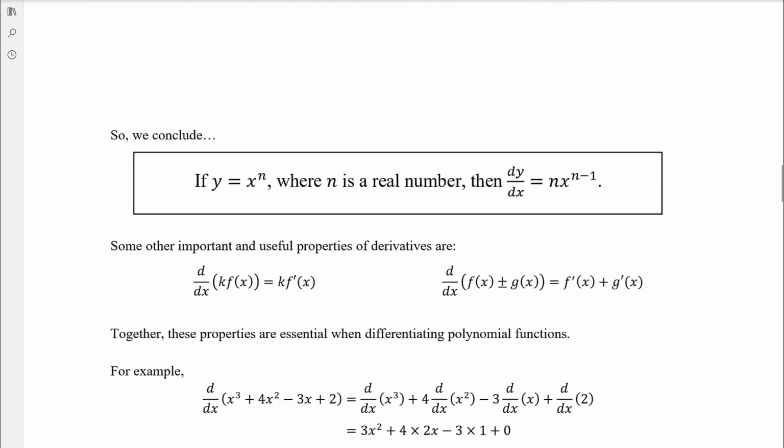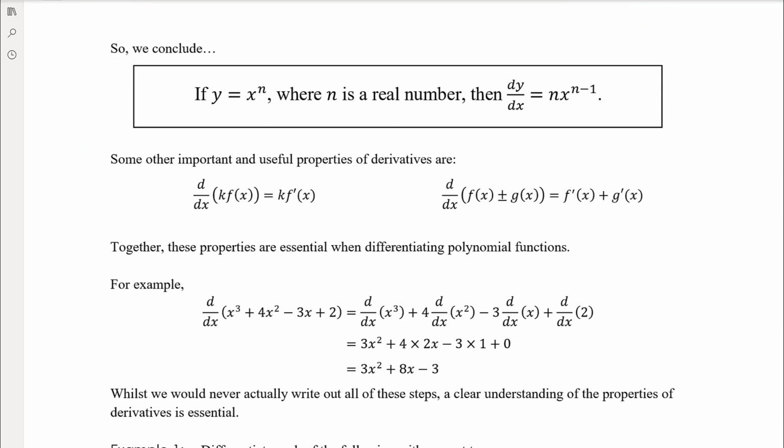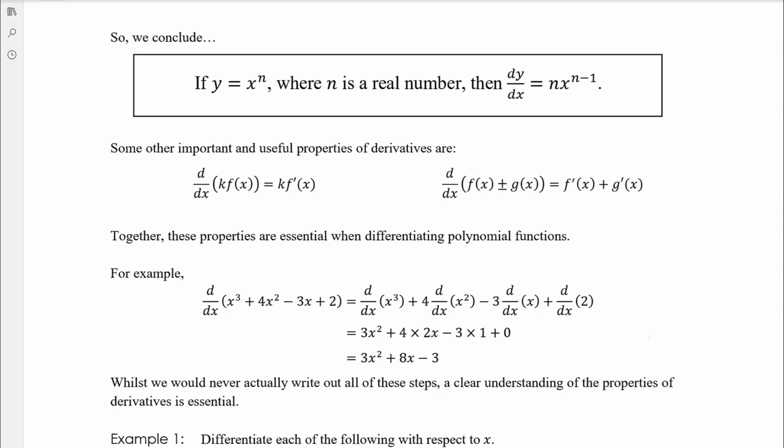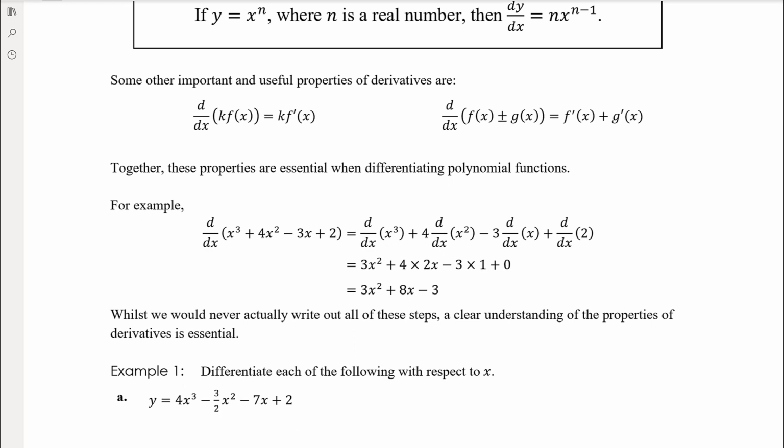Okay. Alright, so we conclude if y is x to the power of n, then dy dx is n x to the n minus 1 for n, any real number. Some other important and useful properties of derivatives, okay? So if we are differentiating a number times a function, okay? So I should probably just say here where k is any real number.